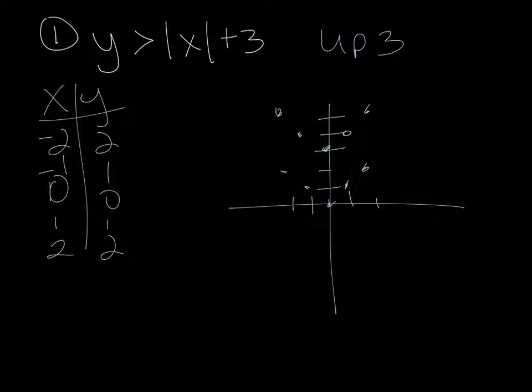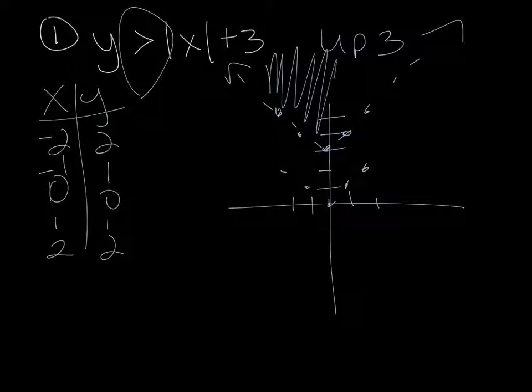But then I have to look back at my symbol. My symbol is a greater than symbol with no line underneath, so I need a dotted line to make my V. And because it's greater than, I'm shading up, so I'm going to shade above the V.